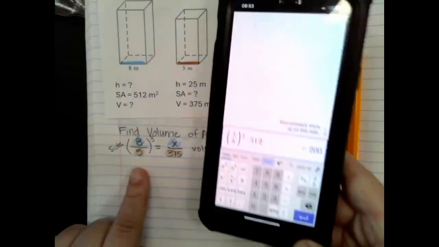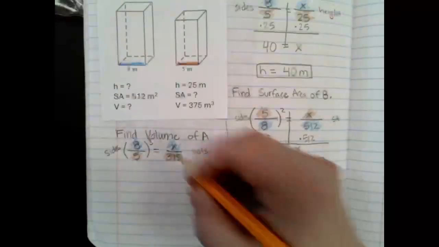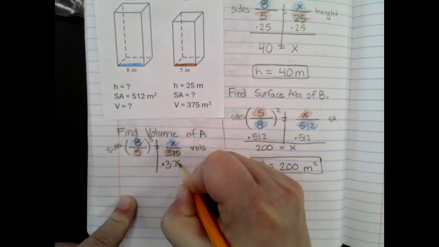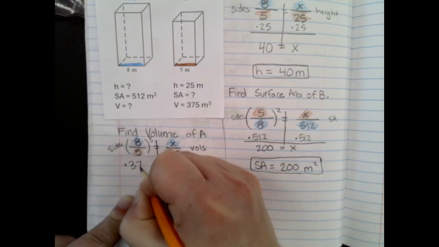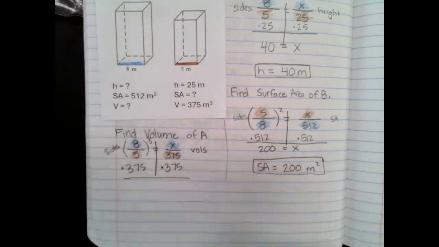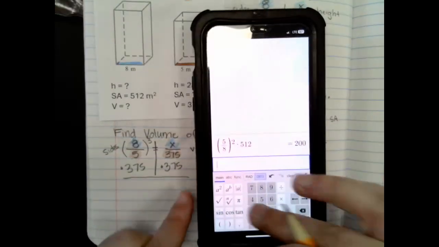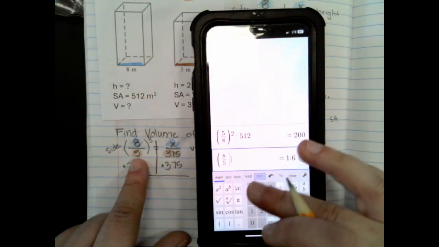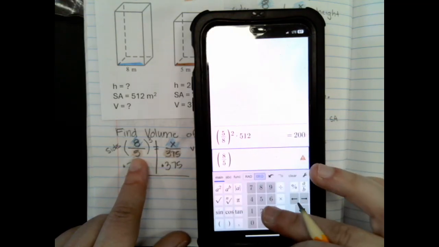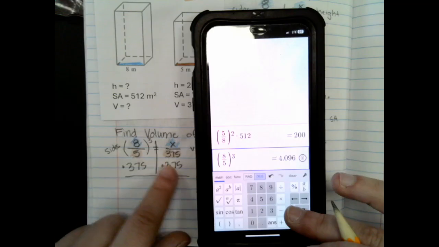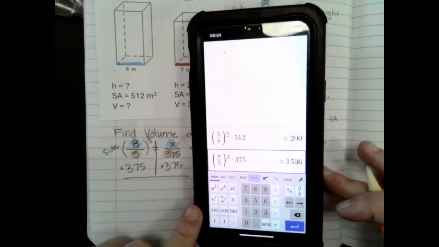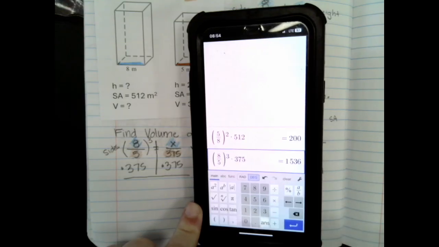So again, in my calculator, to get rid of a dividing by 375, we are going to multiply by 375. So in parentheses, 8 divided by 5, parentheses to the power of 3, times 375. We get 1,536.